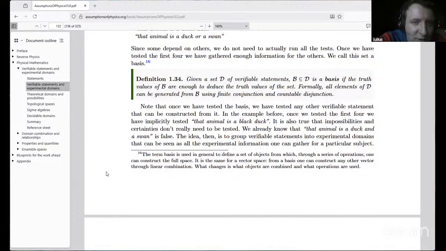Note that once we have tested the basis, we have tested any other verifiable statement that can be constructed from it. In the example before, once we tested the first four, we have implicitly tested that the animal is a black duck. It is also true that impossibilities and certainties don't really need to be tested. We already know that "that animal is a duck and a swan" is false.